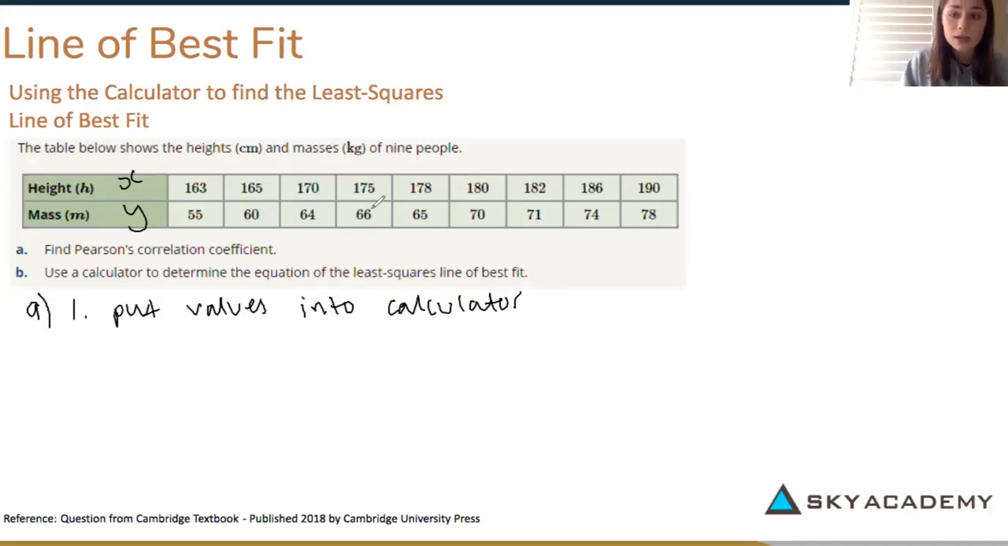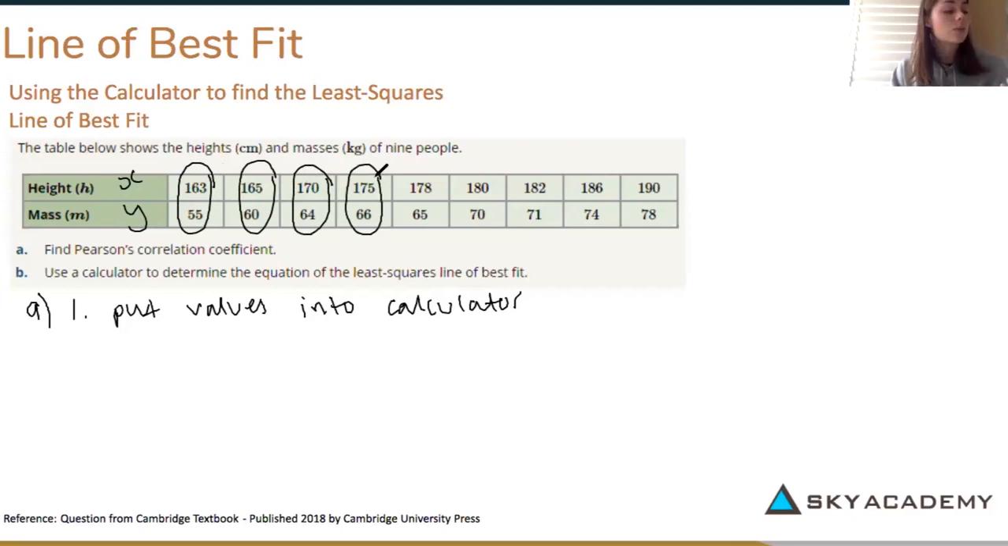When you do that, you just need to remember that these are all ordered pairs, and so they need to correlate with one another. So where 163 is in the X column, you need to make sure 55 is in the Y column next to it. So let's go and put all those values in.